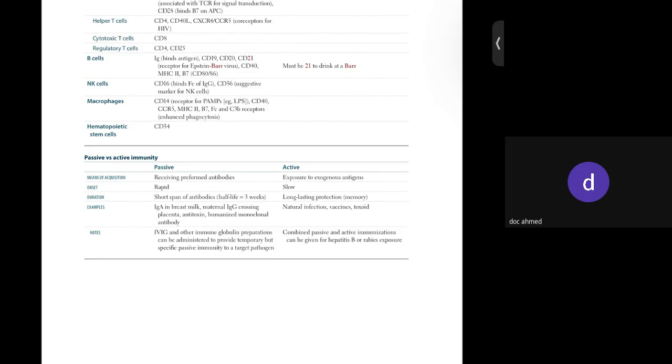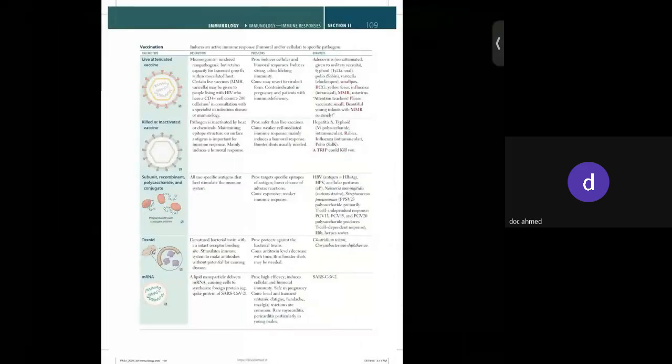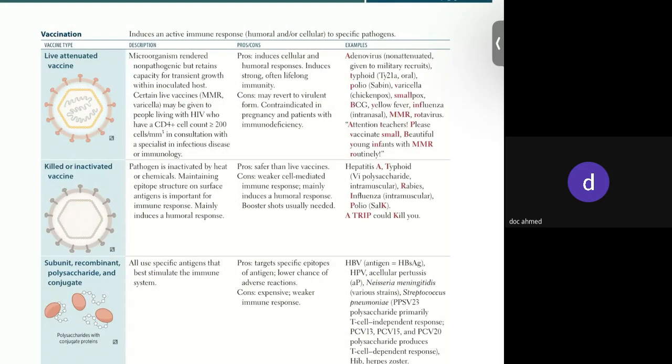Vaccination is training, right? How do we train them? Just infect them or just give them vaccines. Okay, so what is the concept of vaccines? Let's discuss live attenuated vaccines.